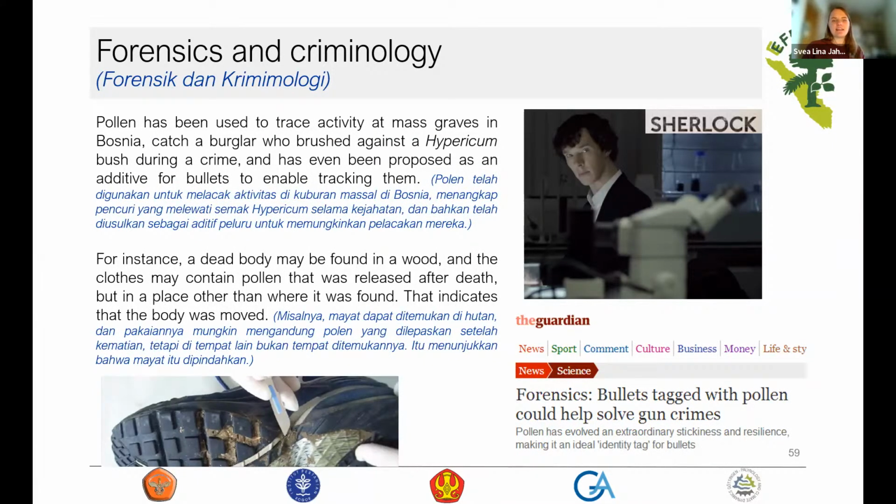And another example is a burglar who was caught because there was pollen of Hypericum on his clothes, and around his area of living there was no Hypericum, and the place where the burglary was conducted was full of Hypericum bushes. So they could find out that he was there. Just some examples here.